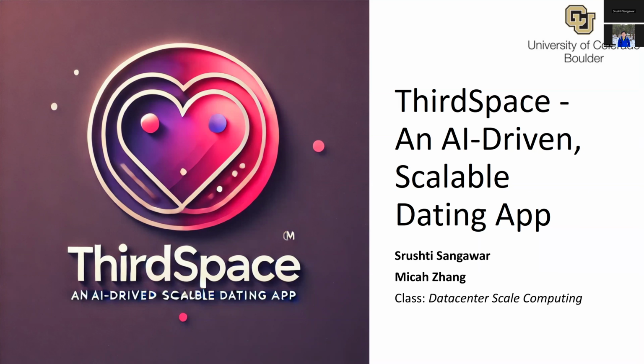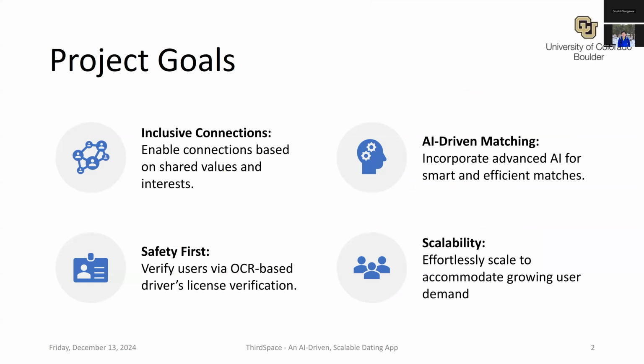Our project is called ThirdSpace, an AI-driven scalable dating app. We have four main project goals. We want to design an app that builds inclusive connections, uses AI-driven matching, promotes safety first, and is scalable.